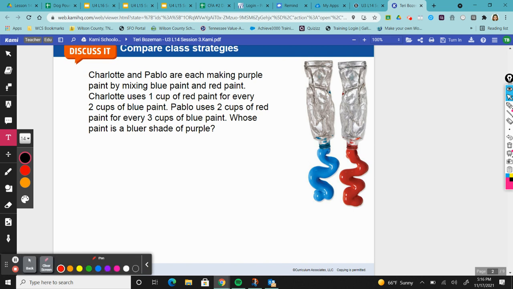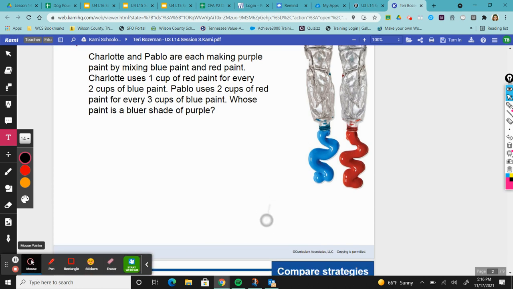So, we've got some information here, right? We've got some ratios. We've got Charlotte's ratio of red to blue, right? And then we've got Pablo's ratio of red to blue. And one of them uses more blue paint. So their purple turns out a little more blue than the other one. So let's take a look at your next couple of pages before we work this out together.